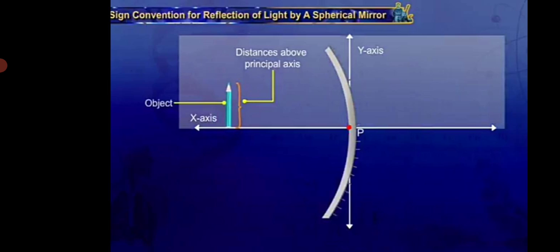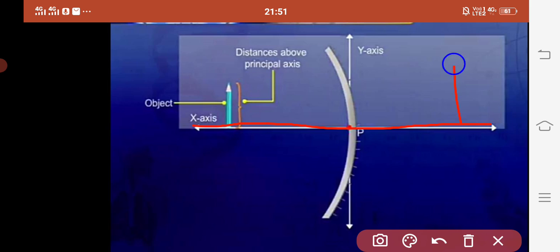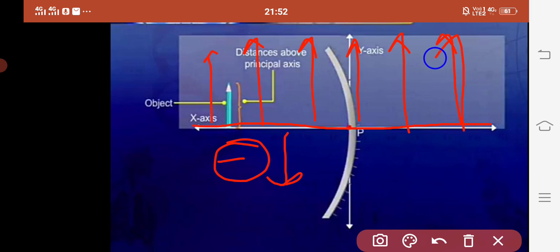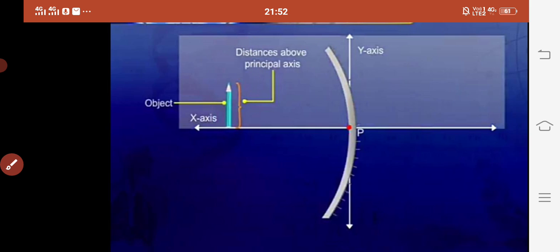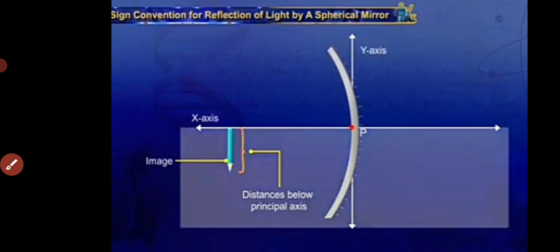One more rule is that all the heights which we consider above the principal axis are considered to be positive. Therefore, an object is always placed above the principal axis, so the height of the object is always considered positive. But in the case in which the image is formed below the principal axis and is inverted, the height will be considered negative. And if it is above the principal axis, as in case of virtual and erect, it will be positive. So the distances below the principal axis are considered negative.